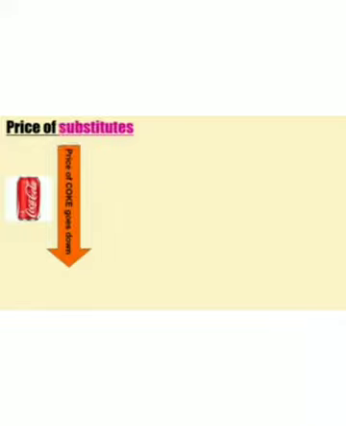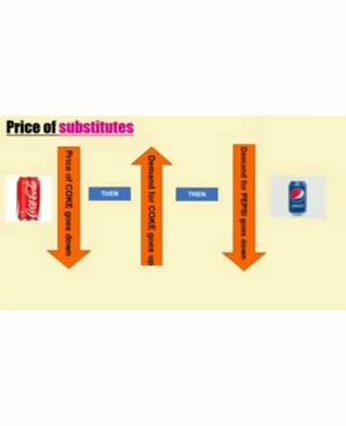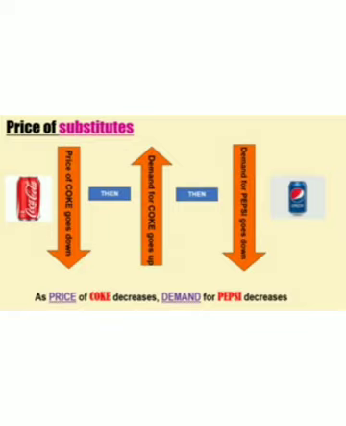When price of Coke goes down, then demand for Coke goes up. As a result, demand for Pepsi will go down. Therefore, we can say as price of Coke decreases, demand for Pepsi also decreases.